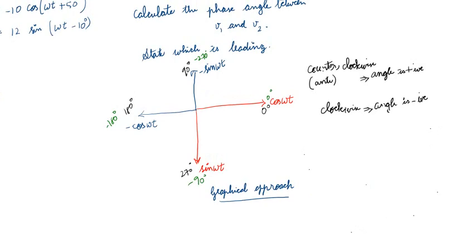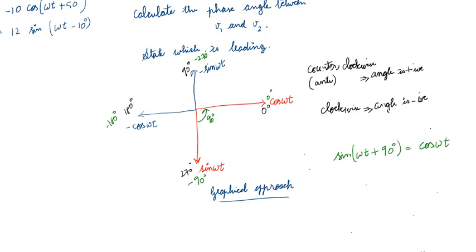What are the trigonometric identities? We are on the sine axis. If you go by 90 degrees from here to here, why am I putting positive 90 degrees? Because I am going in the counterclockwise direction. So I can write the first identity: sin(omega t plus 90) is nothing but cos omega t.